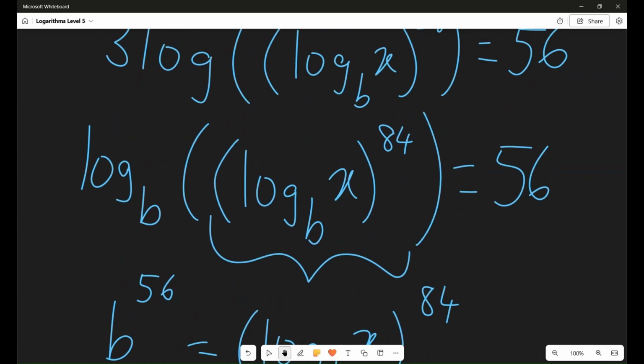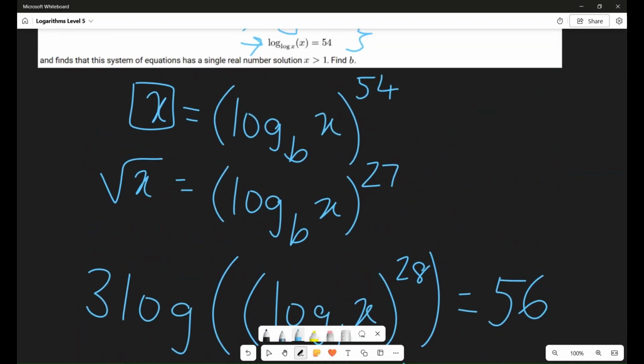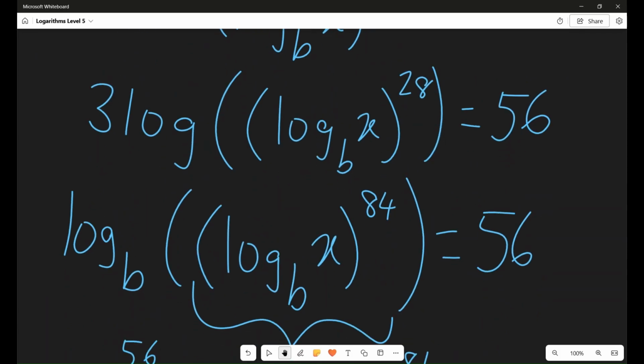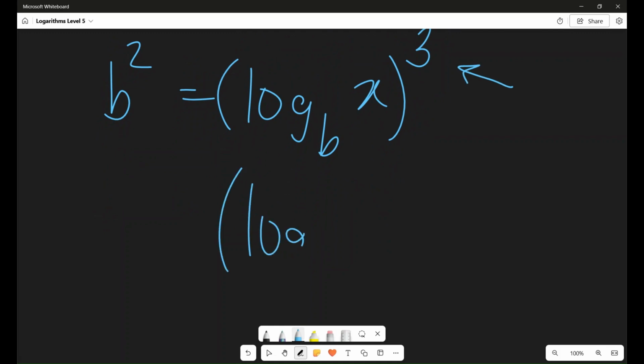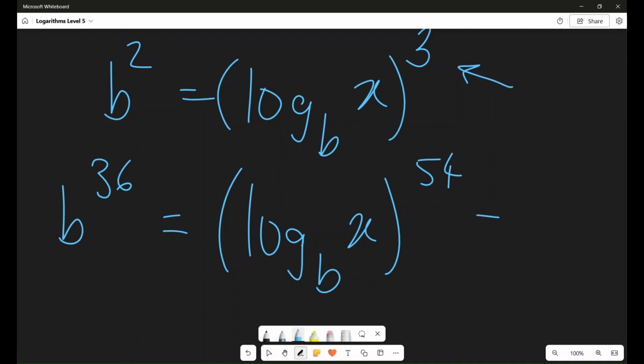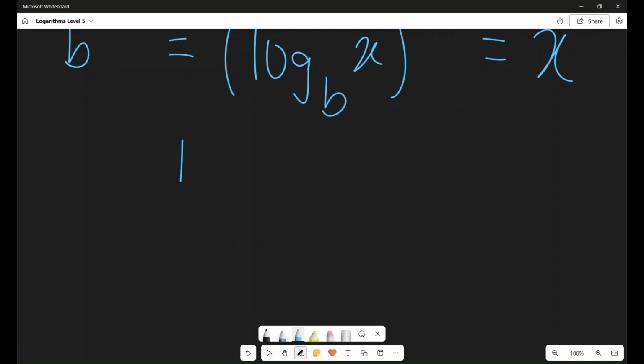Now, if we go back to our equation for x, we also have x in the same form. We have log base b of x to the power of some exponent. If we use this in our equation for b, we want to find an exponent of 54 on the right hand side. So we can take both sides to the power of 18. We get 54 on the right. On the left, we get b to the 36, and we know this is equal to x. So long story short, we get b to the 36 is equal to x.